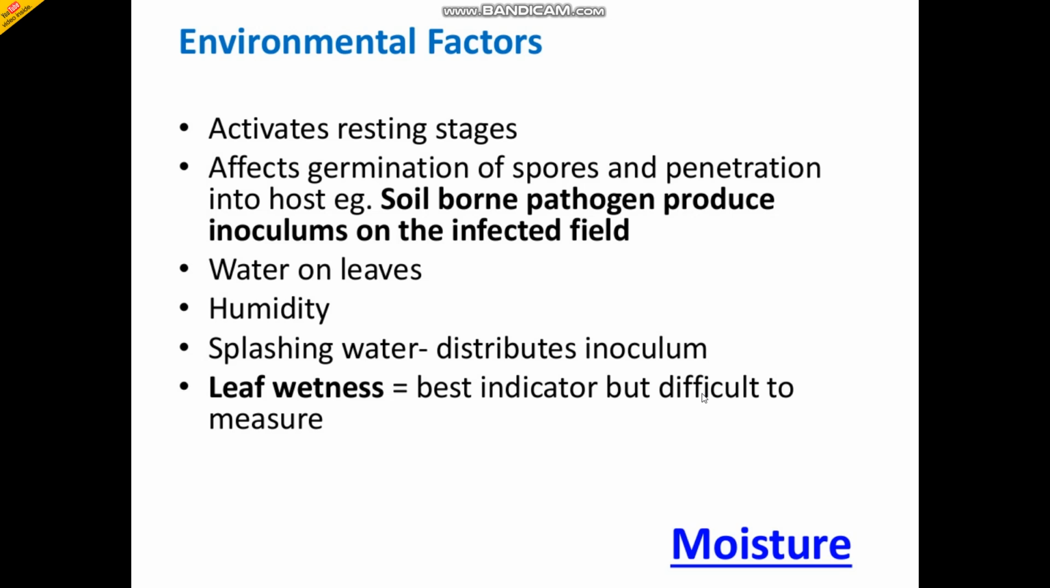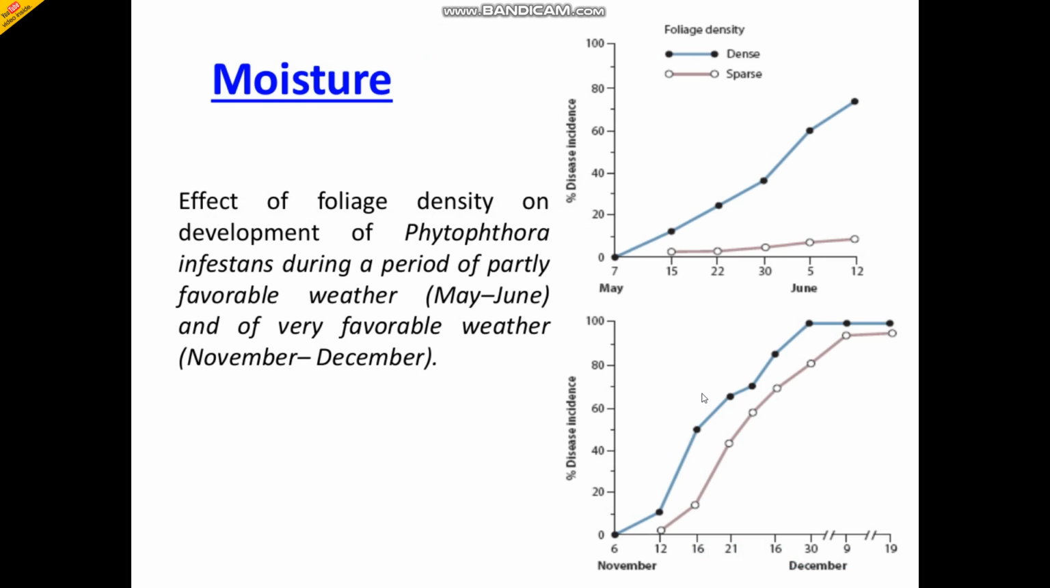For example, soil-borne pathogens produce inoculum in the infected field. Water on leaves and humidity matter: splashing water distributes inoculum, and leaf wetness is the best indicator but difficult to measure. Moisture: the effect of foliage density on development of Phytophthora infestans during a period of partly favorable weather, like May and June, or very favorable weather, like November and December.